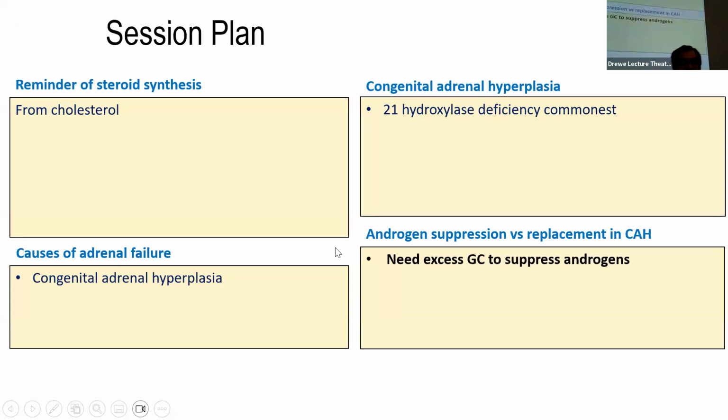So that's my quick summary. We talk about cholesterol, we talk about CAH. 21-hydroxylase deficiency is the commonest form, and the second commonest is 11-hydroxylase deficiency. To treat these people, you need to replace the glucocorticoid, but you also need to suppress the androgens. I think maybe I'll stop there. It's 1:15. Thank you very much. Any questions?